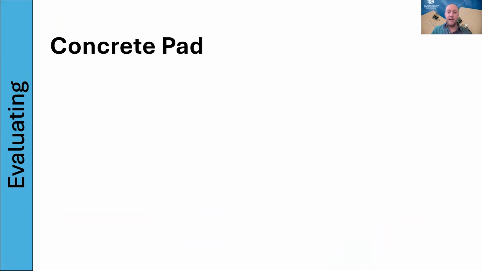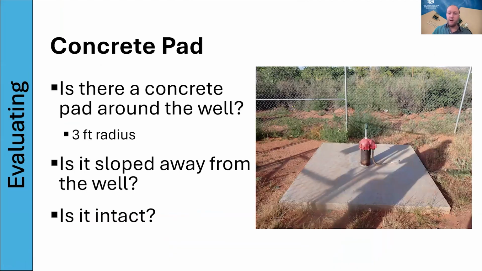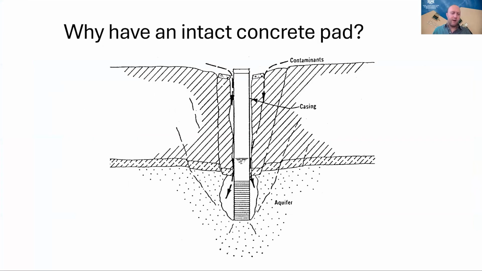Concrete pad, you should analyze that. There should be a concrete pad that has a 3-foot radius that is sloped away from the well, so water flows away from it. And why is it important to have a concrete pad? Because a well drills down into the ground and creates a pathway for contamination right next to that well. So by having a concrete pad up here, it prevents those contaminants from getting into all these cracks next to the well and contaminating the aquifer.